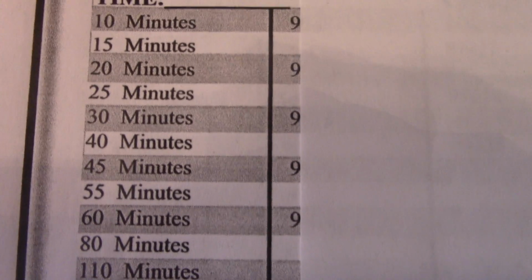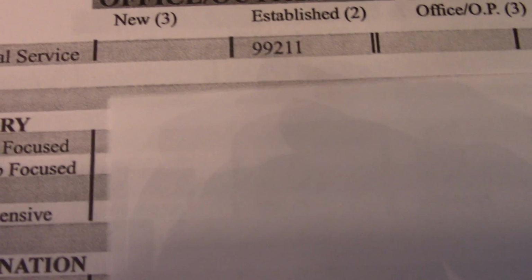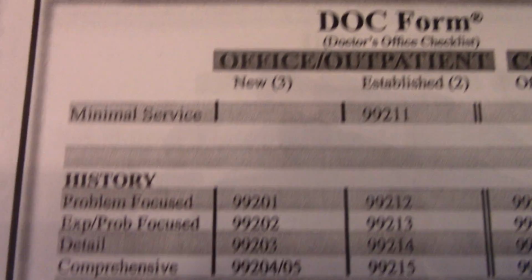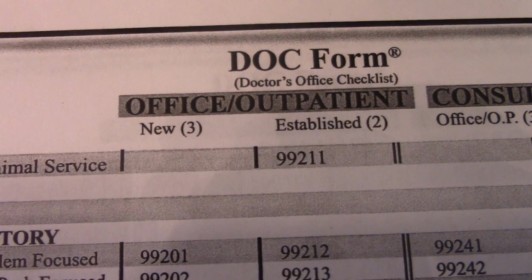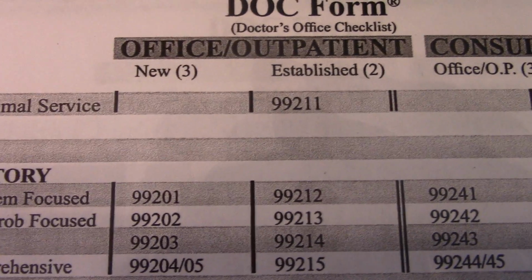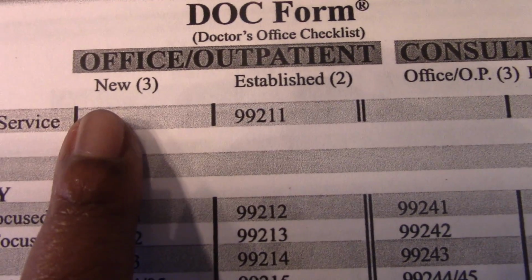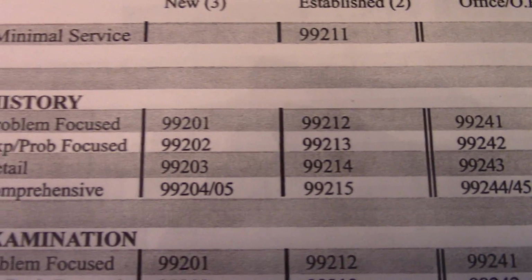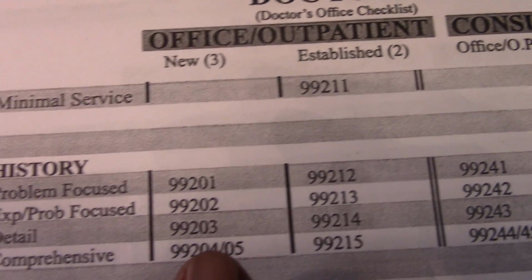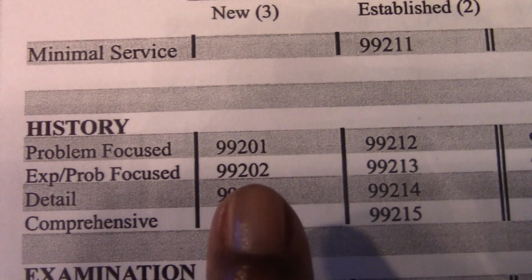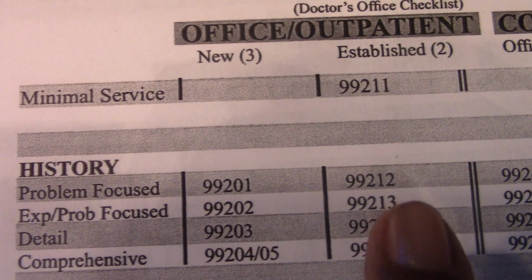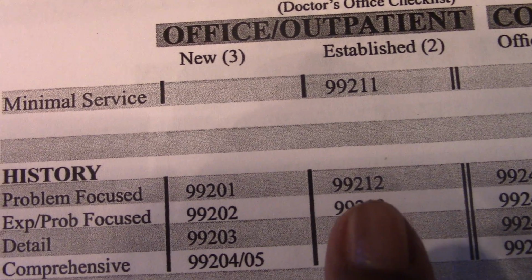as for time. Okay? Now, what I also want to show you is underneath, right beside your history, because this is the outpatient, office outpatient setting, and it splits up the new from the established patient, notice it gives you the codes. For a new patient, the history, the code is 99201, right? For an established patient with a problem-focused history, the code is 99212.